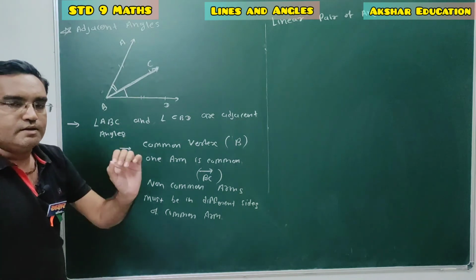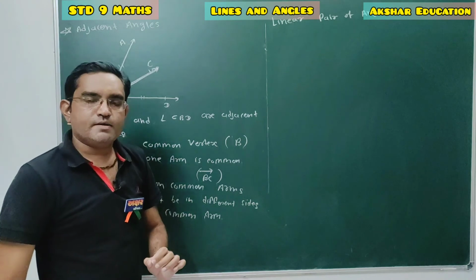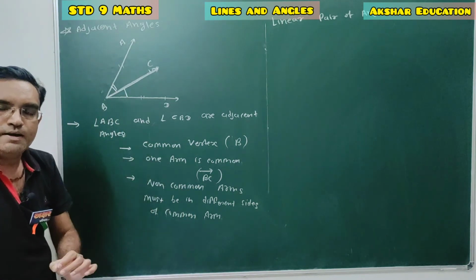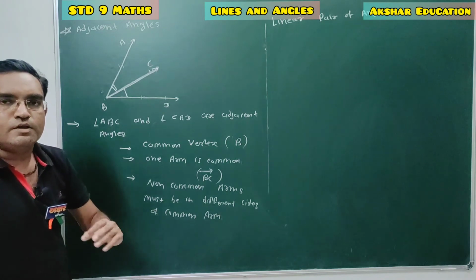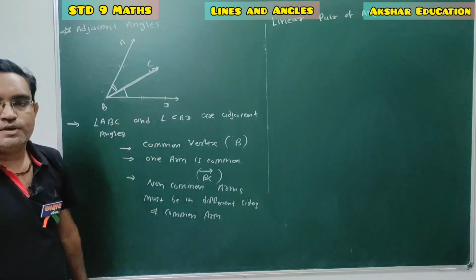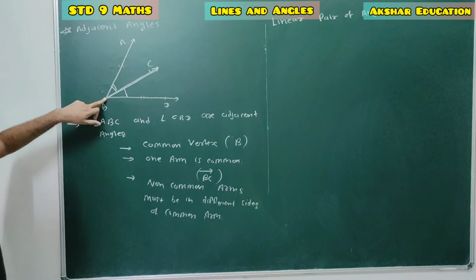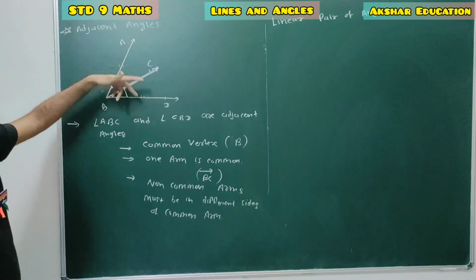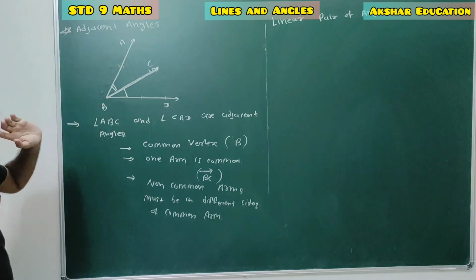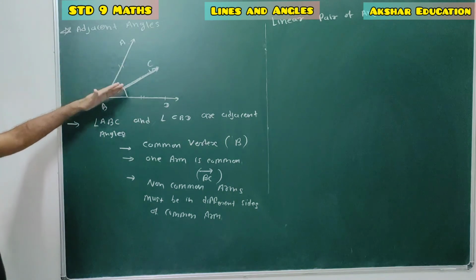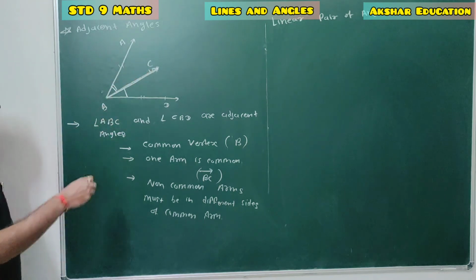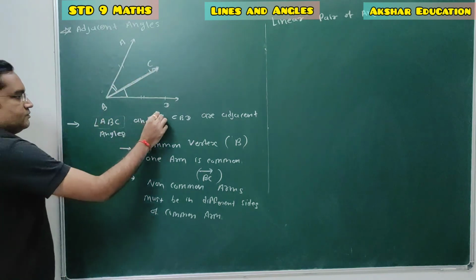First condition, their vertex must be a common vertex, one arm must be common arm. Third condition, non-common arms must be on the different sides of the common arm. देखो यहाँ पर vertex common है, one arm is common and non-common arms are on the different side of this common arm. So that pair of angle, that means angle ABC and angle CBD, are known as adjacent angle.